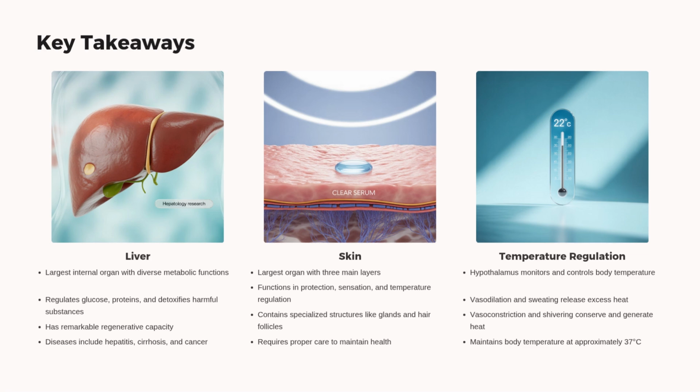Skin. Largest organ with 3 main layers. Functions in protection, sensation, and temperature regulation. Contains specialized structures like glands and hair follicles. Requires proper care to maintain health. Temperature regulation. Hypothalamus monitors and controls body temperature. Vasodilation and sweating release excess heat. Vasoconstriction and shivering conserve and generate heat. Maintains body temperature at approximately 37 degrees Celsius.